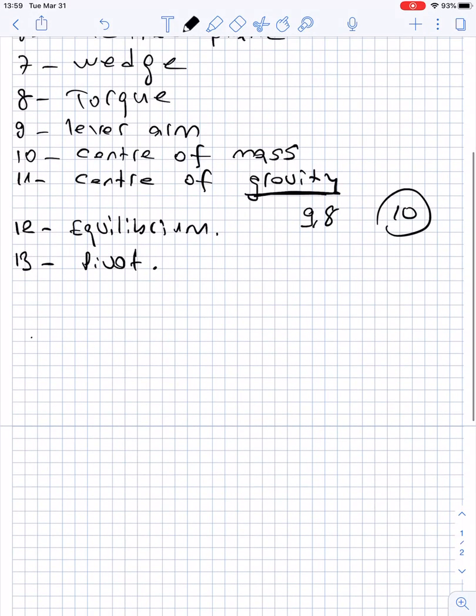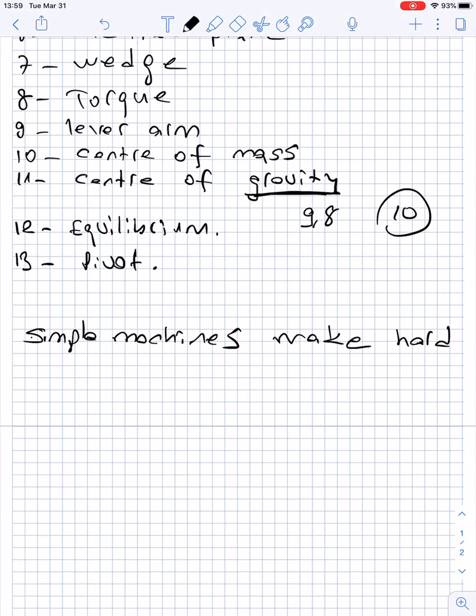And what are simple machines? Simple machine definition: make hard tasks easier. In daily life, we are using some simple machines. For example, scissors, cutters, knife, tongs, and screw.